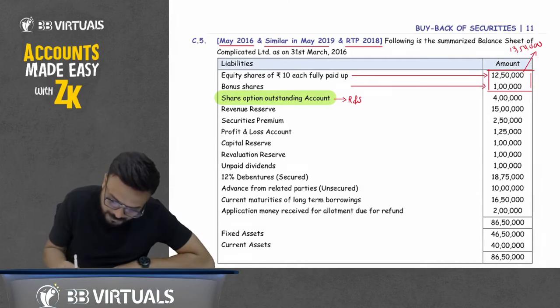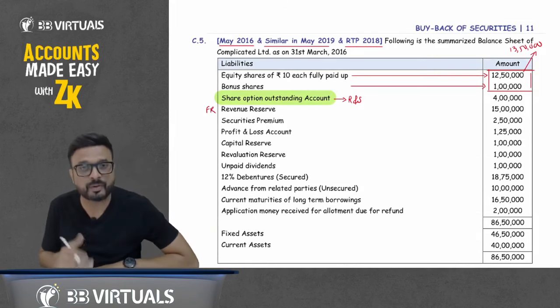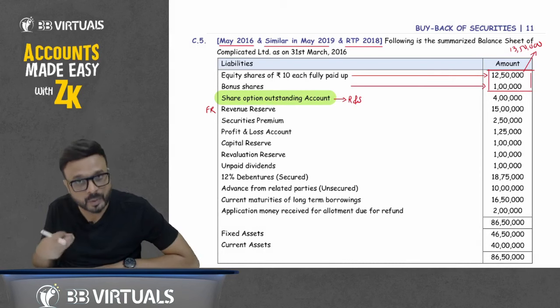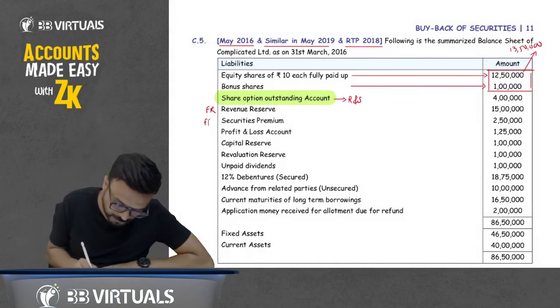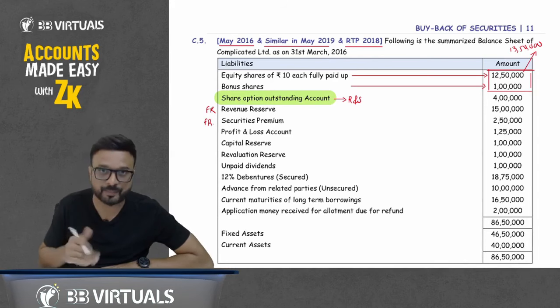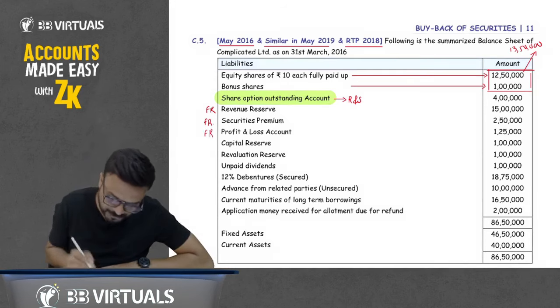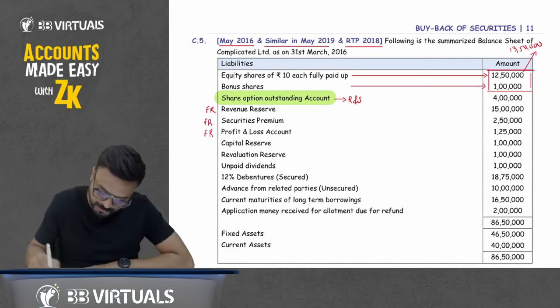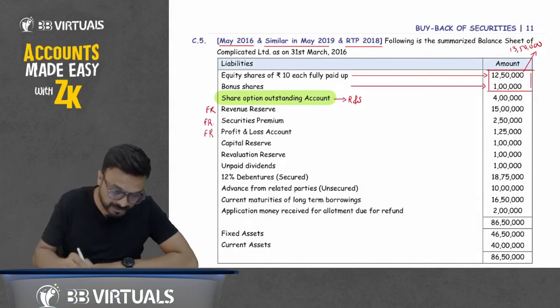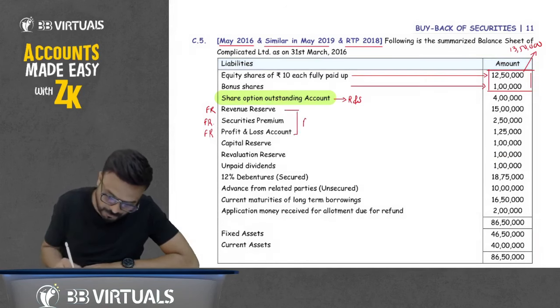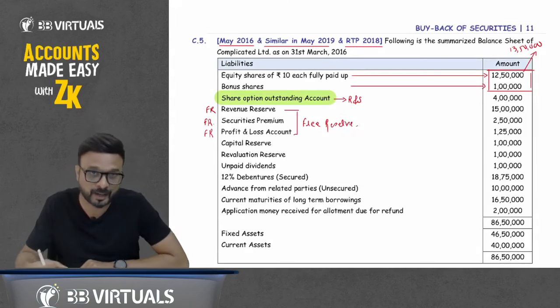Revenue reserve is a free reserve. Then securities premium is not a reserve, but when we do the calculation of buyback, at that time we also consider securities premium. So this is also a free reserve only for the purpose of buyback. Profit and loss account balance is also a free reserve. Then capital reserve, you have here 1 lakh. Revaluation reserve, 1 lakh. Unpaid dividend, 1 lakh. Unpaid dividend is a liability. These three are free reserves. I know that securities premium is not a free reserve, but for the purpose of buyback, as per the Companies Act, we also consider it as a free reserve.